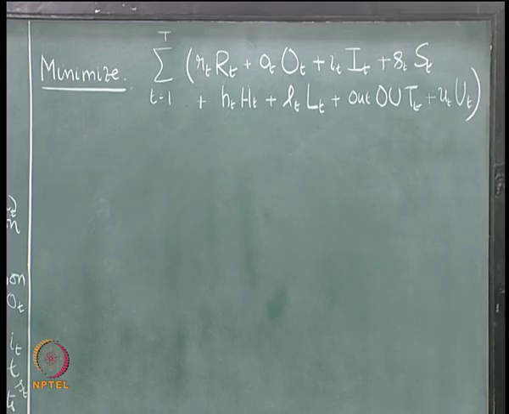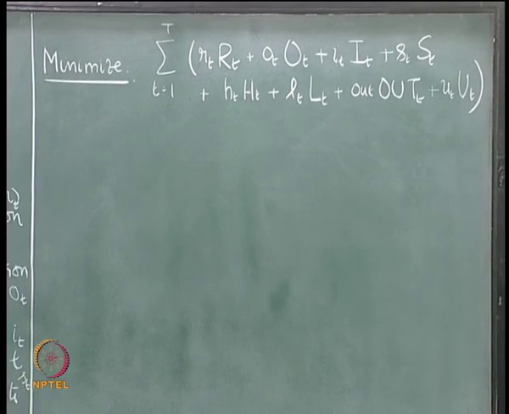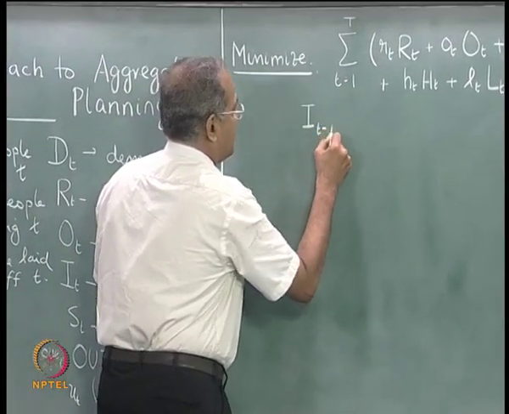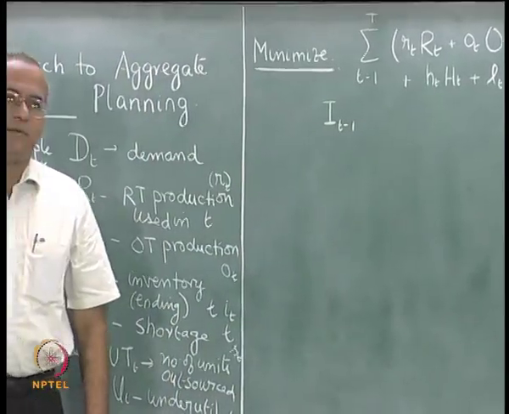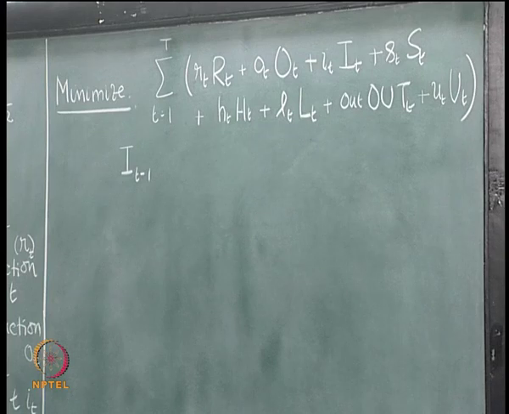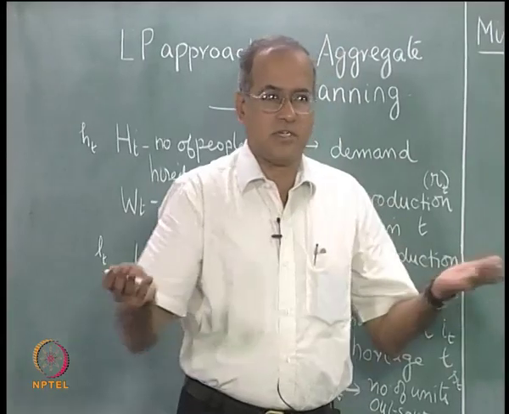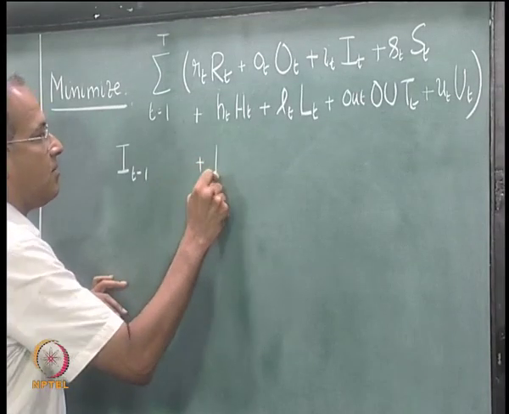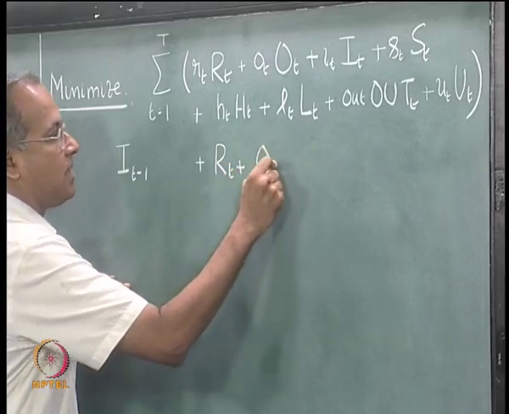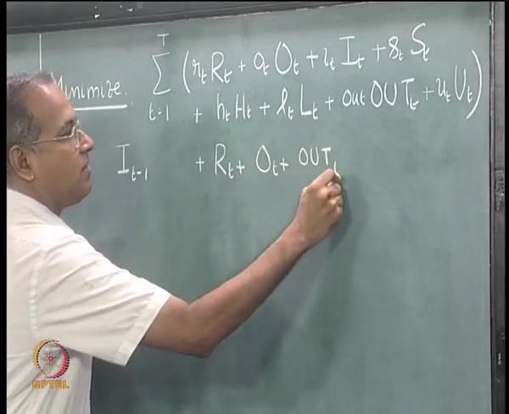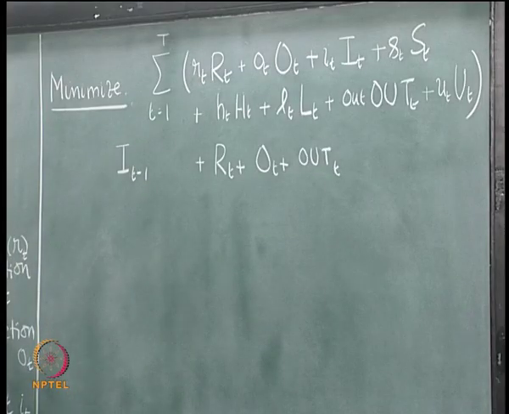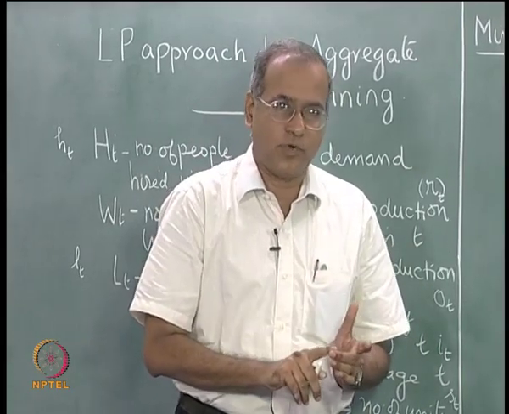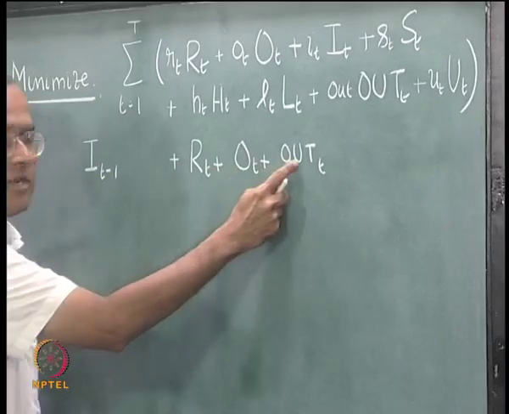Now, we need the constraints. For any typical period, I t minus 1 is the inventory at the end of the previous period, which is the beginning inventory for a particular period, plus the productions. The productions come out of 3 ways: regular time production plus RT plus OT plus out of T. So, production comes in 3 forms: regular time production, overtime production and outsourced production. So, these 3 represent the production.